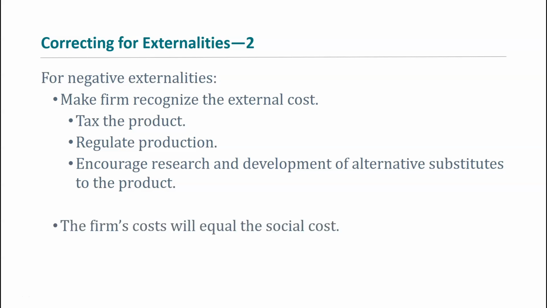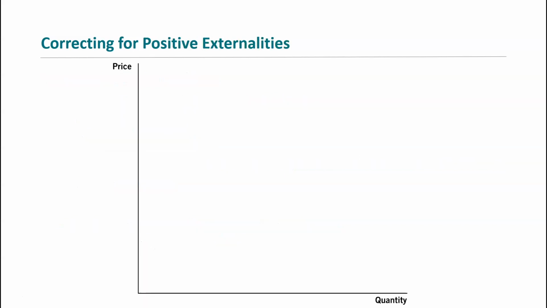The goal with all of this is to move the firm's costs toward the point where they will equal social costs of doing business, shifting the supply curve to the left and correcting for some of that negative externality, correcting the inefficiency in the market due to that negative externality. So that's negative externalities. What does this picture look like in the case of a positive externality?